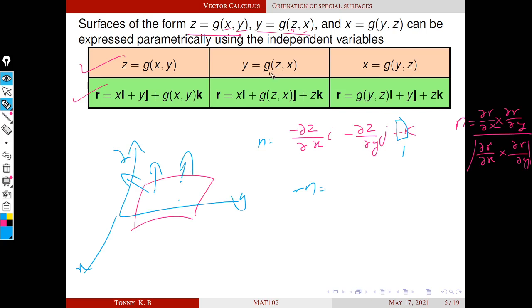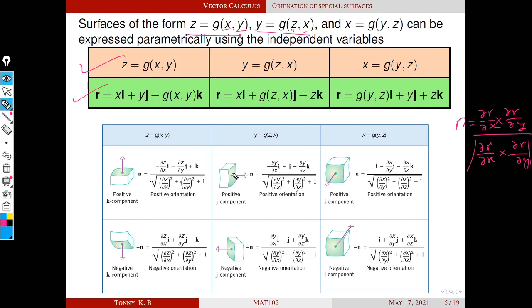Similarly, in the case of y is equal to g(x,z), you compute this n. In the second case, if you compute the n value, this is our numerator, the partial of r with respect to x cross the partial of r with respect to y, corresponding to this representation. Then you see the j-th component, its coefficient is 1. That means this vector is always in the direction of increasing y. You got it? In the direction of increasing y. So what about minus n? Minus n is the direction of decreasing y.